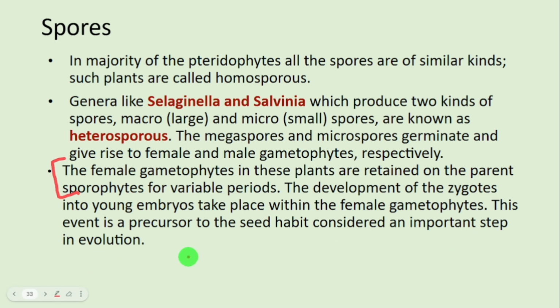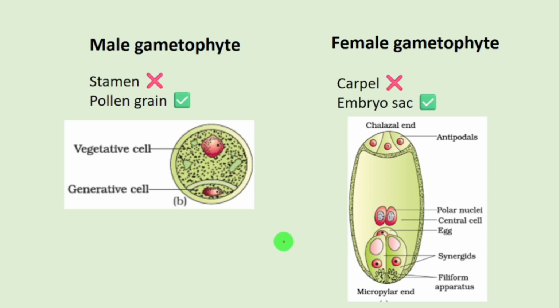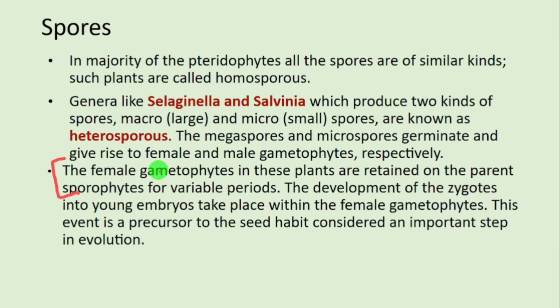So if you remember, I had discussed this point. The gametophytes are the ones which have the haploid cells. So in case of angiosperms, this is the embryo sac. This is the female gametophyte and it is retained on the sporophyte. Okay, so this is an important feature which is seen in pteridophyte. So this is an indication that evolution is happening in this direction. So they were the first incidences, examples where this feature was seen, that female gametophyte was retained on parent sporophytes.